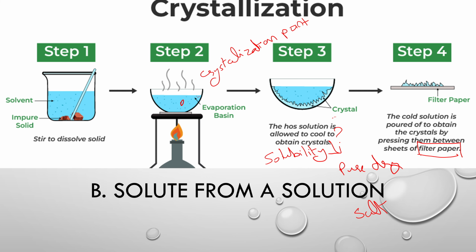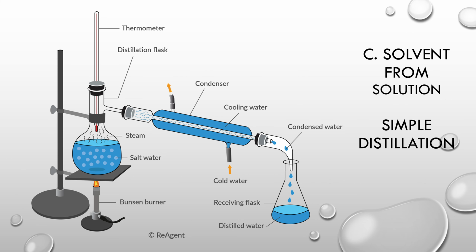In this process, we obtained the solute, the substance that dissolved, which is the sodium chloride. The solvent, which is water, simply evaporated. But what if I want the solvent? I don't want the solute, or I want both solute and solvent. For example, I have seawater and I want to obtain water from seawater, which is called desalination of seawater. What do I do? I do simple distillation.